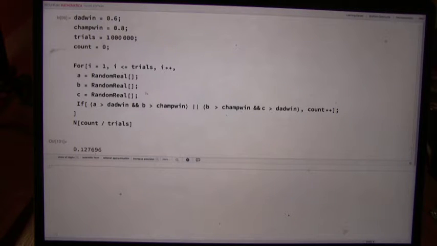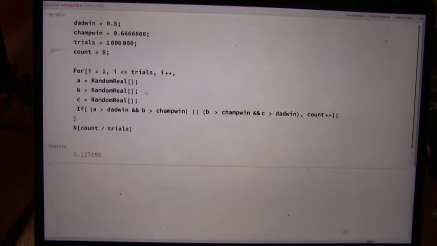So now let's put in the probabilities that we did in our example. The dad win was a half, and in this case, the champ win, we want it to be a third. We were beating the champion a third of the time, so it's 2/3. In the way we've written the program, the champ win is 0.666, or I could make it even, all the way out. So with 1,000,000 trials here, the kid wins about a quarter of the time.